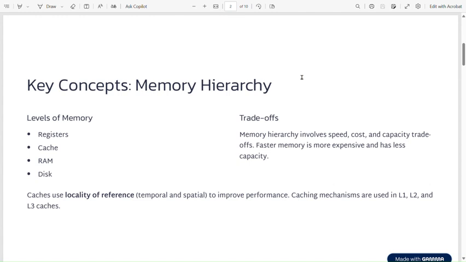Then is the secondary storage, which includes hard disk and SSDs used for long-term data storage. Then the trade-off: memory hierarchy involves speed, cost, and capacity trade-offs. Faster memory is more expensive and has less capacity.